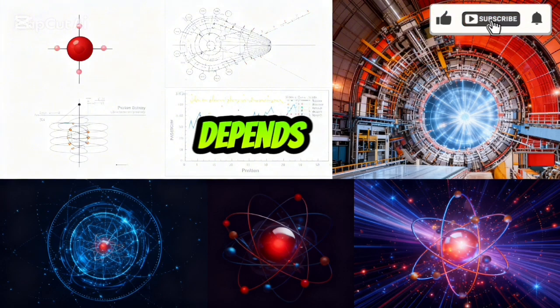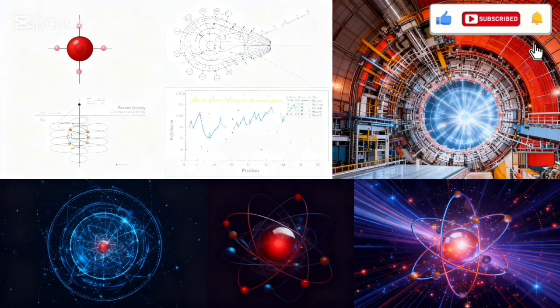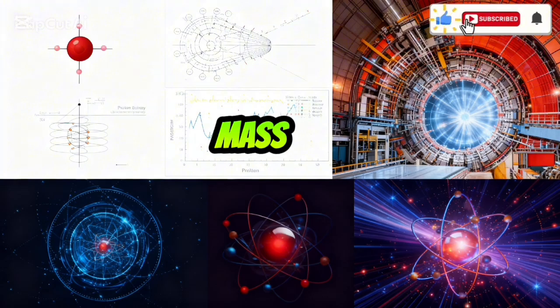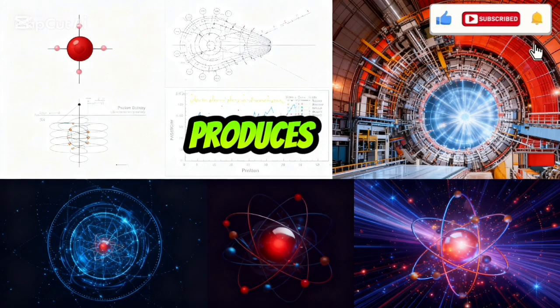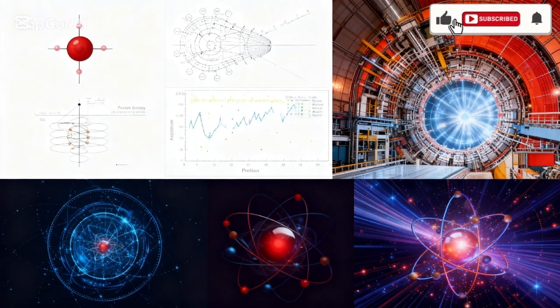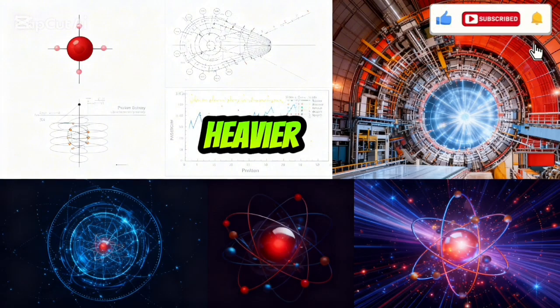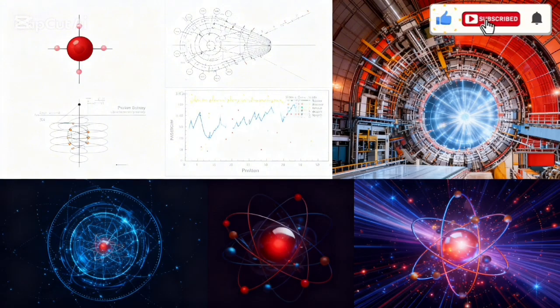5. Their mass depends on the gas used. The particles in canal rays are not always the same. Their mass changes depending on the gas present inside the tube. For example, hydrogen produces protons. Other gases produce heavier positive ions.